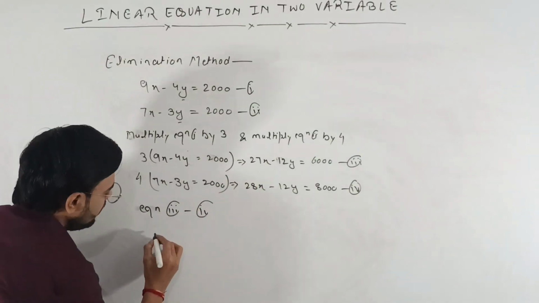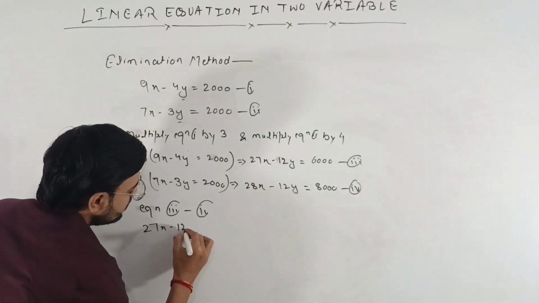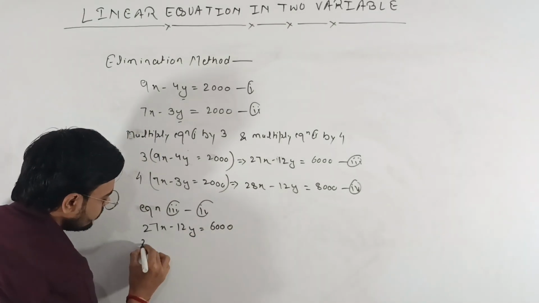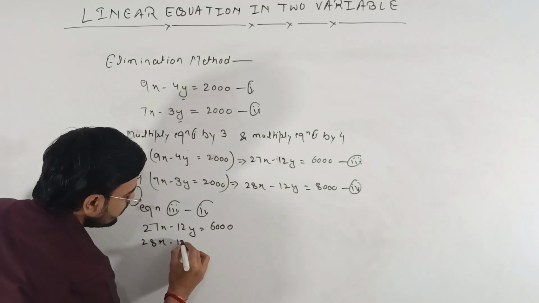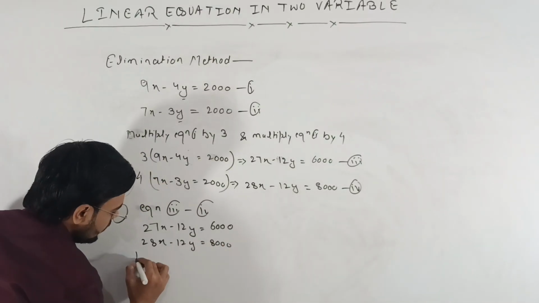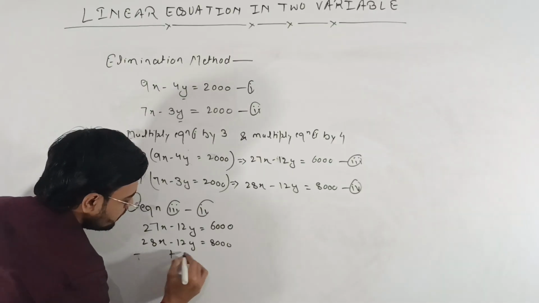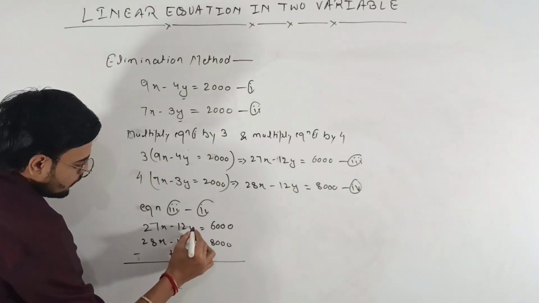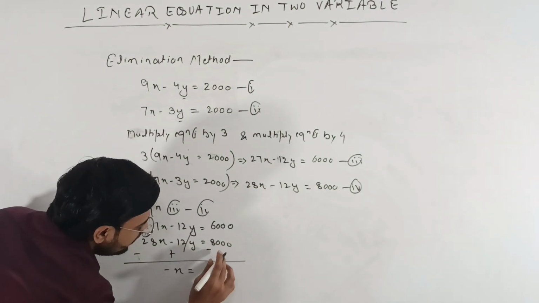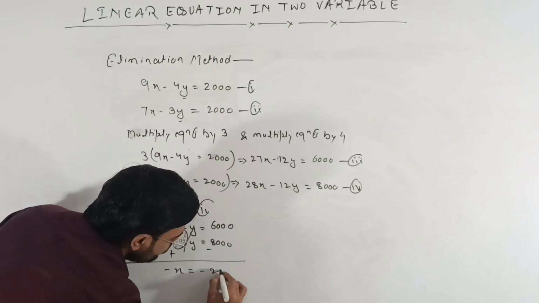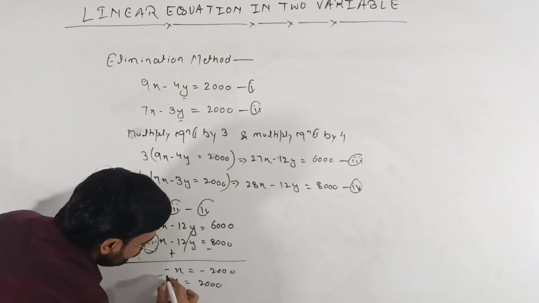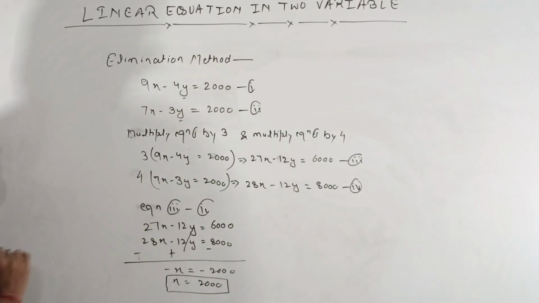So equation 3 is what? 27x minus 12y is equal to 6000, and equation 4 is 28x minus 12y is equal to 8000. Understood? Now for subtracting, we change the sign. This plus becomes minus, this minus becomes plus, this plus becomes minus. Now so this one is cancelled. Now 28 minus 27 is x, and 8000 minus 6000 is 2000. So from here we have x is equal to 2000. Understood?